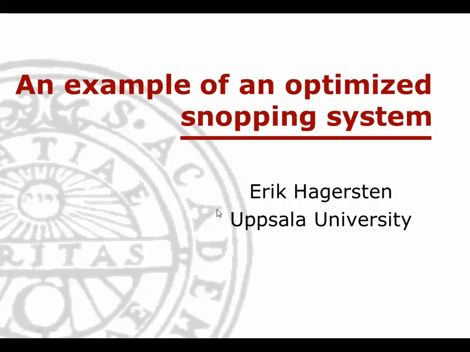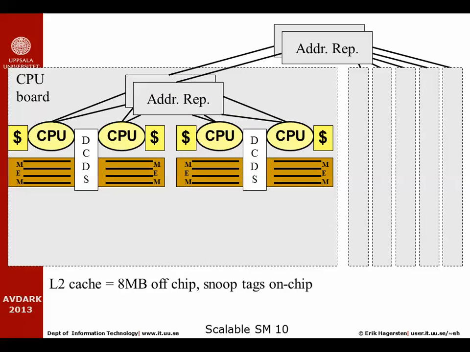Now we're going to look at a commercial example of where snooping has been implemented using some of these techniques. This is a commercial system from a couple of years back, and back then they decided that they wanted to have a fairly large L2 cache of 8 megabytes. Back then you just couldn't fit that much cache on the same die as the CPU. So this cache is implemented using external SRAMs.